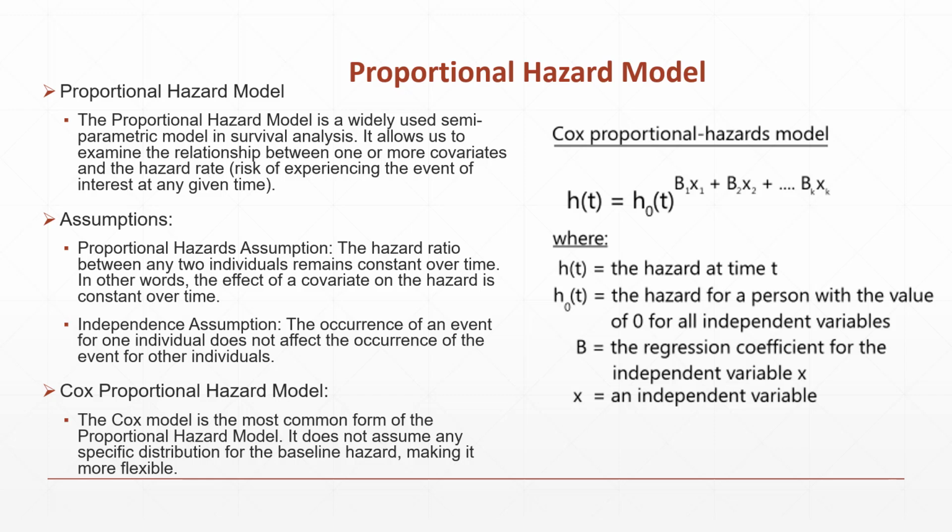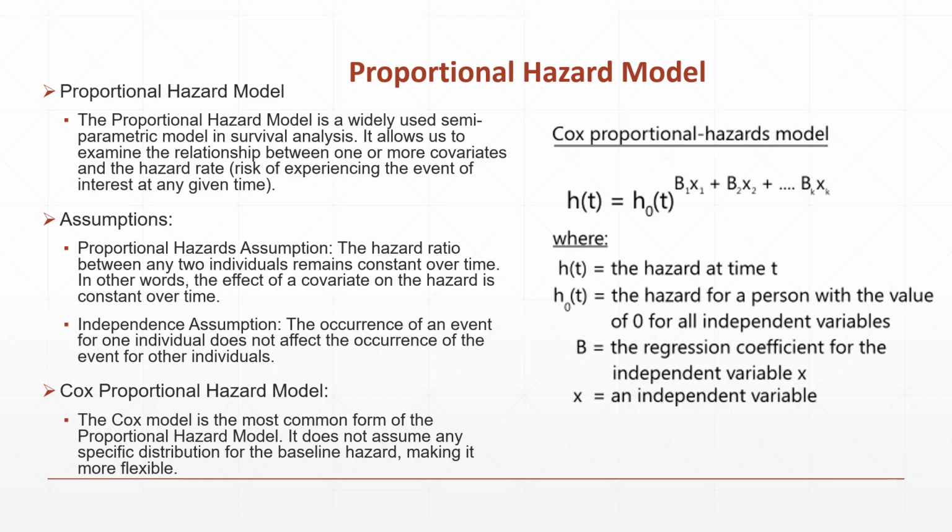The second assumption is the independence assumption. It assumes that the occurrence of the event for one individual does not affect the occurrence of the event for other individuals. Each individual's event time is considered independent of the others.